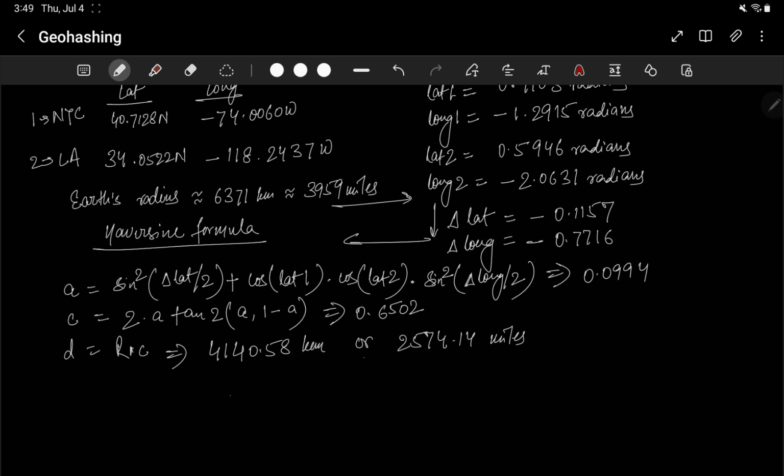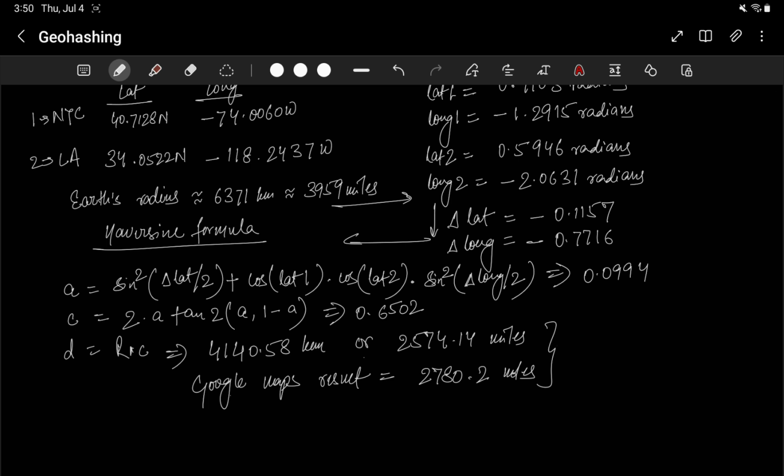Okay, so how would we know if we got this result correct or not? If you open Google Maps and insert a query like what is the distance between Los Angeles and New York, you will find that the Google Maps result is 2780.2 miles. So if you see, the distance is not very far. It means our calculation is more or less correct. It's hardly 200 miles difference.